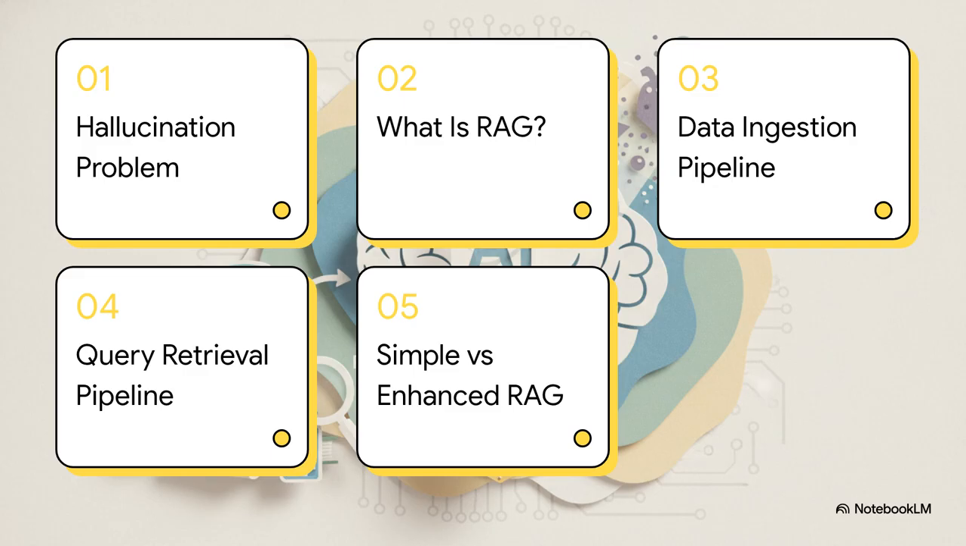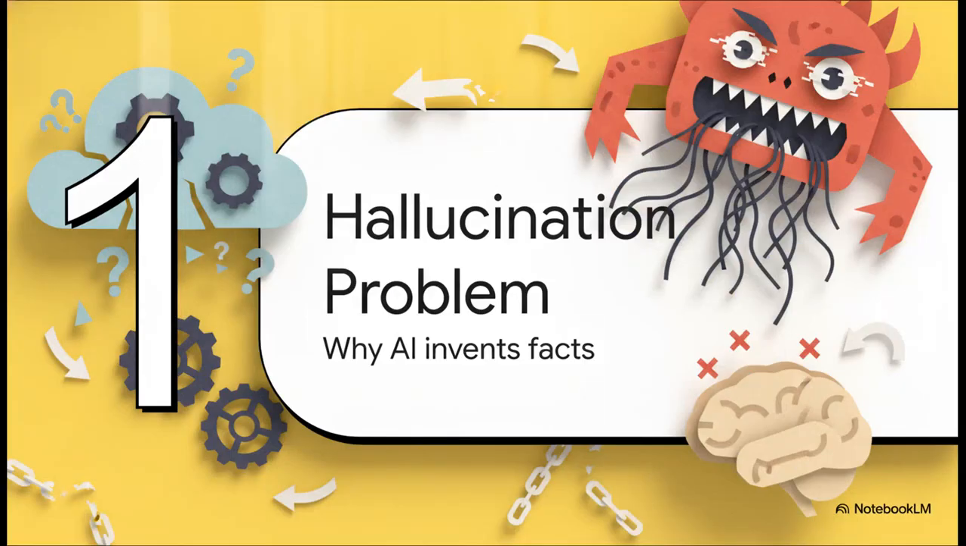Here is our blueprint for today. We're going to cover 1. The hallucination problem. 2. What is RAG? 3. The data ingestion pipeline. 4. The query retrieval pipeline. And 5. Simple versus enhanced RAG. Let's jump in. All right, part 1, the hallucination problem.